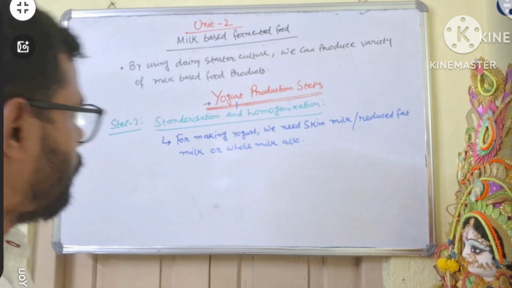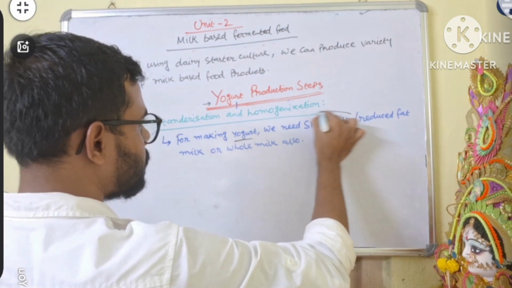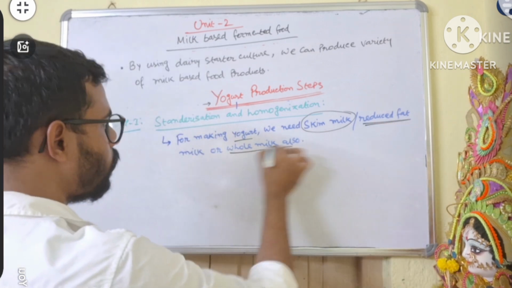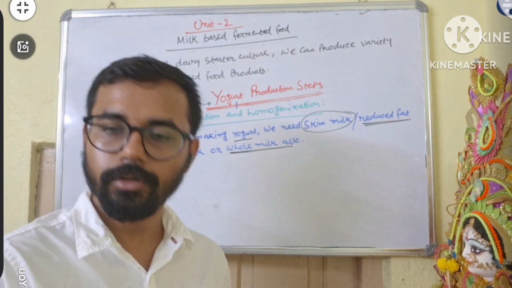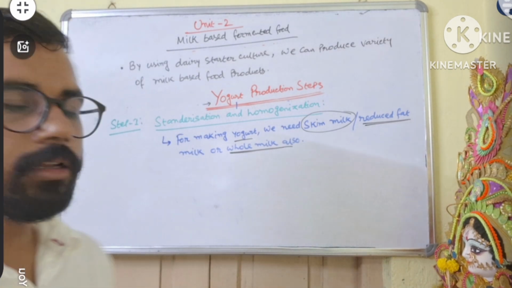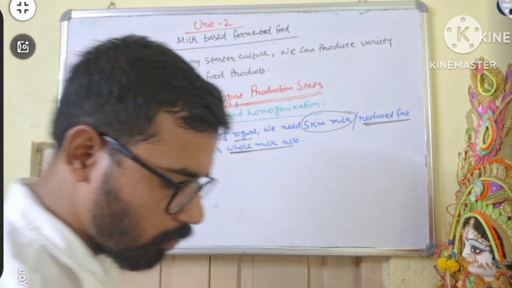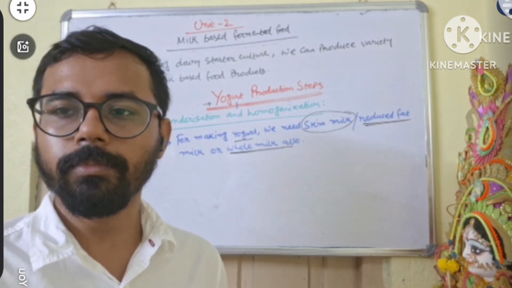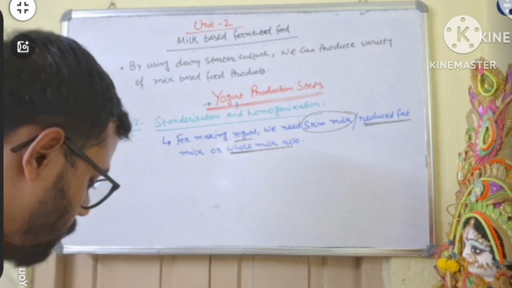So to make yogurt, it is better to use skim milk or reduced fat milk. But we can also use whole milk. Also we can use it, but the better texture will be produced from skim milk or reduced fat milk. That does not mean whole milk cannot produce yogurt. Whole milk also can produce yogurt, but the better formation will be from skim milk or reduced fat milk. Correct.